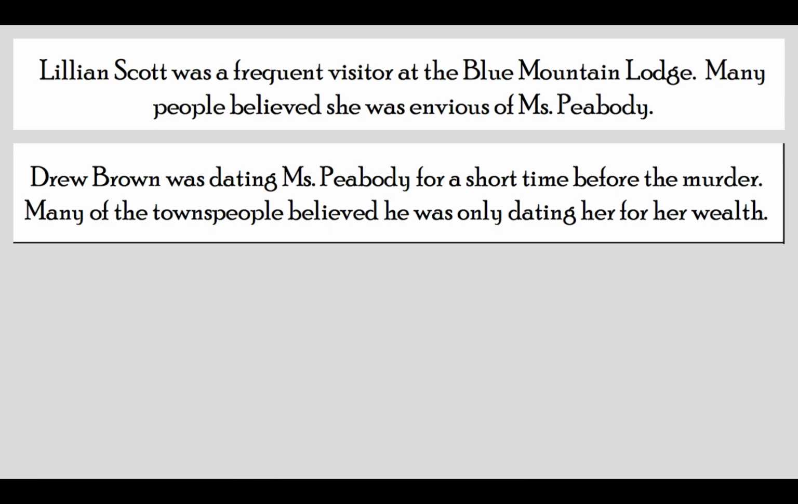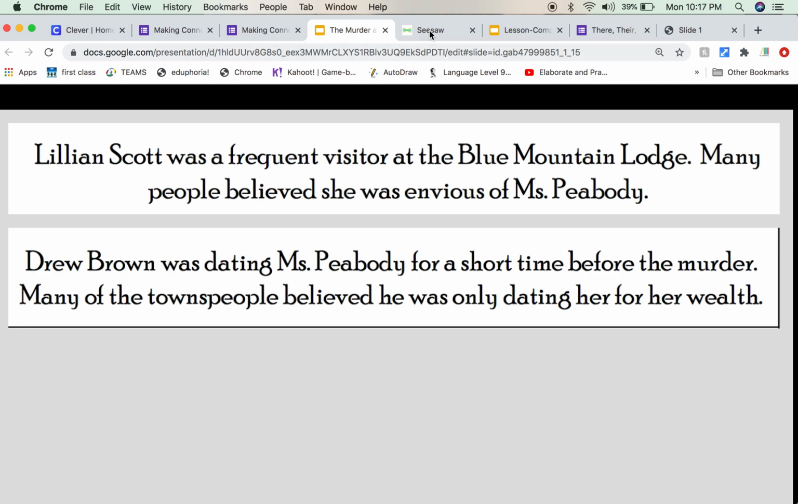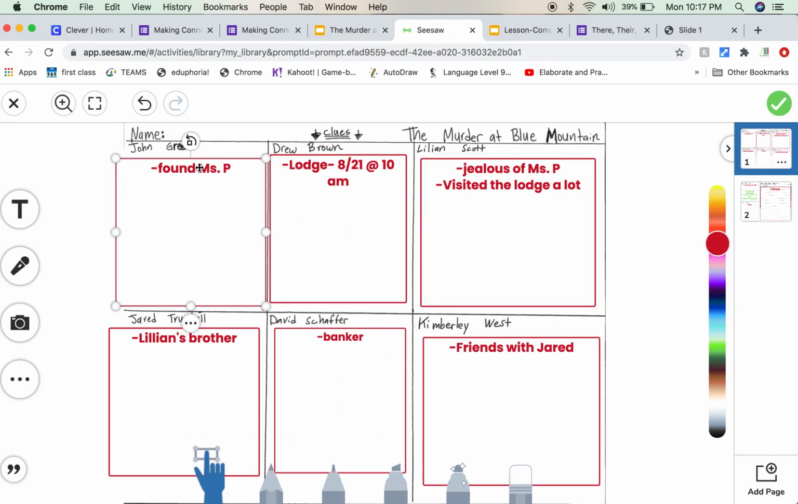So Drew Brown was dating Miss Peabody for a short time before the murder. Many of the townspeople believed he was only dating her for wealth, meaning for her money. Let's make a prediction. Who do you think killed Miss Peabody so far? We have 3 suspects, Drew Brown, Lillian Scott, and we have John Green, who found her body. So let's add to our notes. We have clues for John Green. So type in found Miss Peabody. For John Green, type in found Miss P.